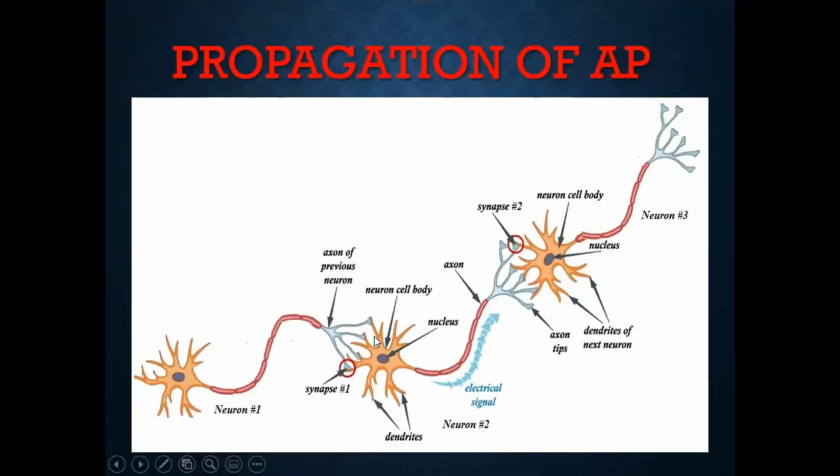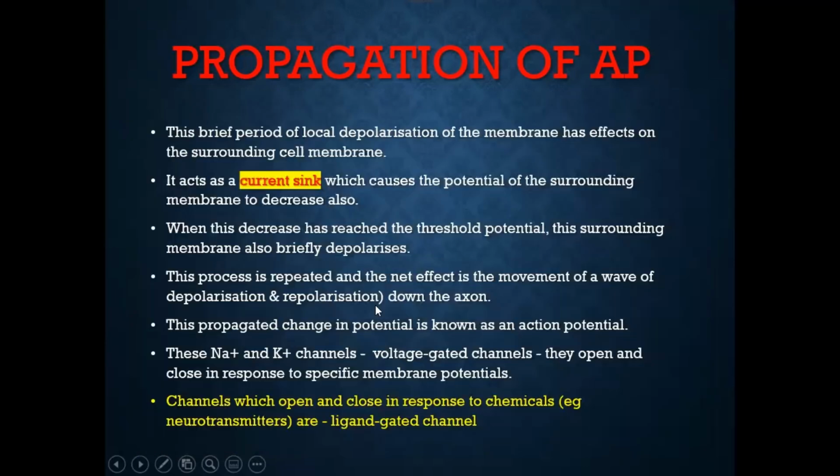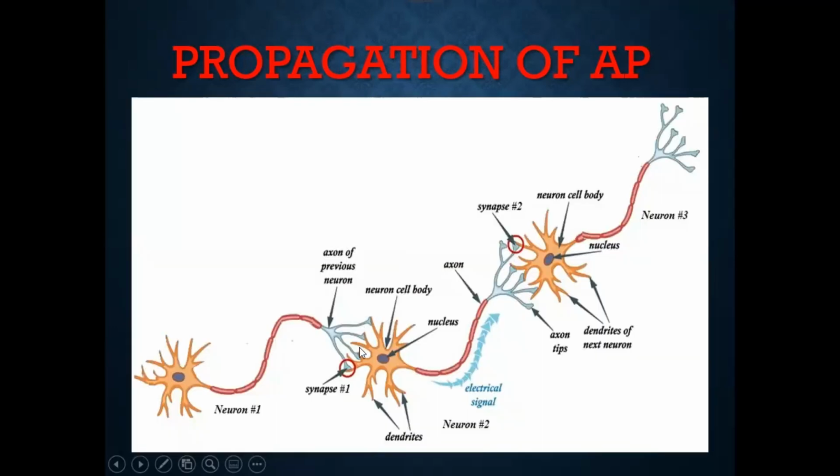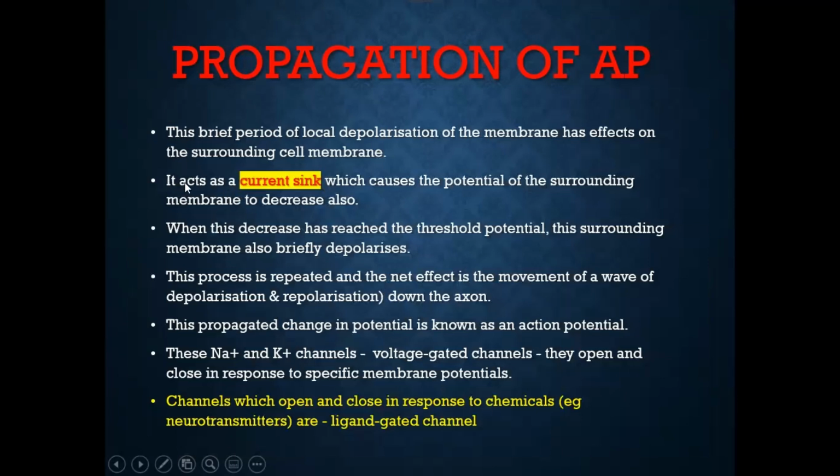Okay, so how does it get propagated from one axon to another axon? This is neuron 1, the axon of the previous neuron. From here, there is a synapse, and from there the action potential propagates to another one. The electrical signal is propagated to another one. So how does it happen? The brief period of local depolarization of the membrane has effects on the surrounding cell membrane. From this axonal membrane, it will propagate to the next axonal membrane. How? It acts as a current sink, which causes the potential of the surrounding membrane to decrease also.